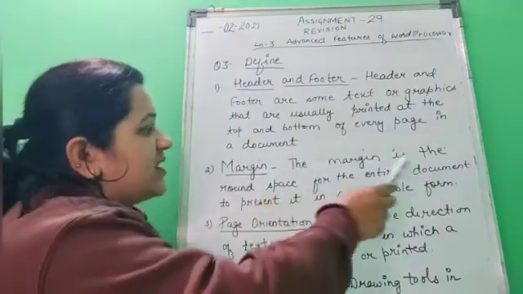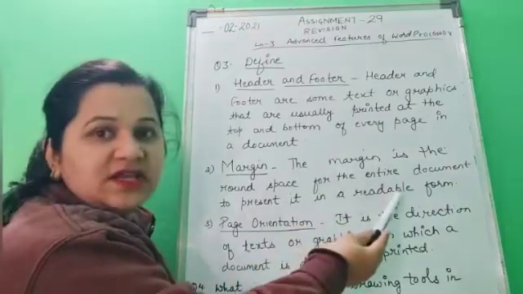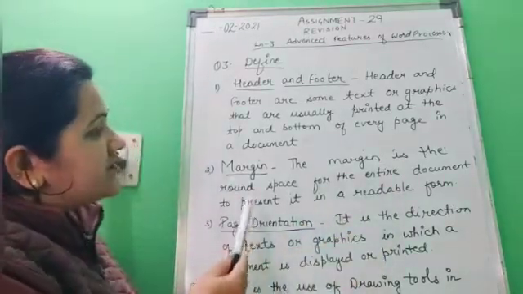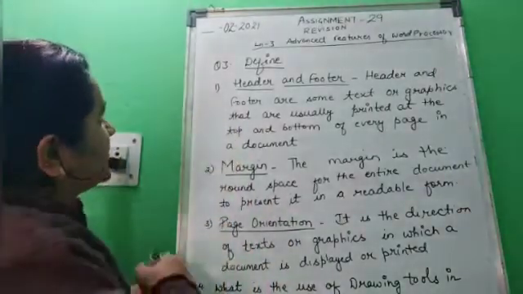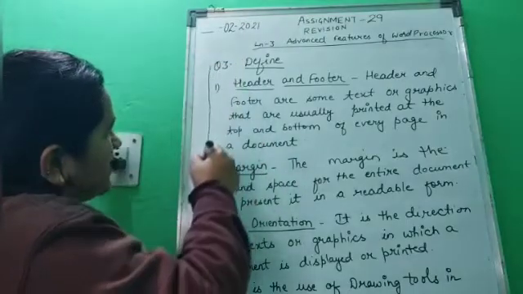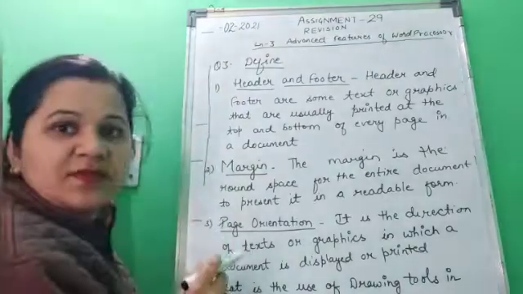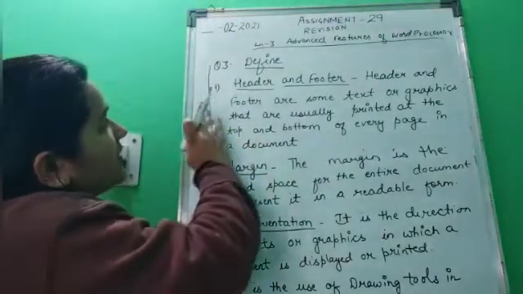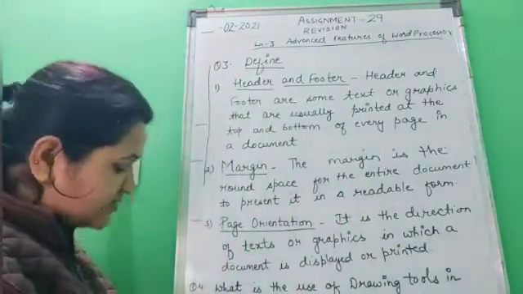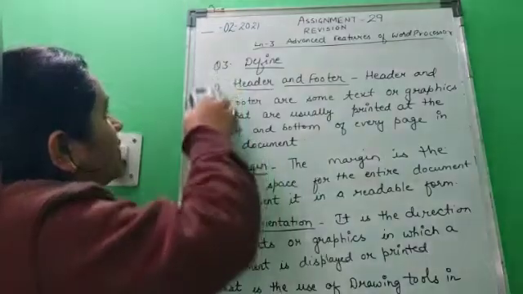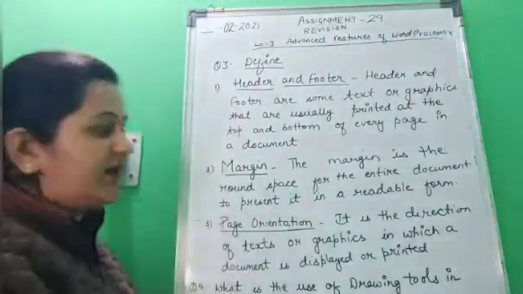Next is margin. The margin is the round space for the entire document to present it in a readable form. What is margin, children? Margin is the round space. Round space means only from here. See, this is the margin. This much margin I have kept. So you can start writing from here, but not before that. Margin provides us the round space for writing something, from where we can start our typing.